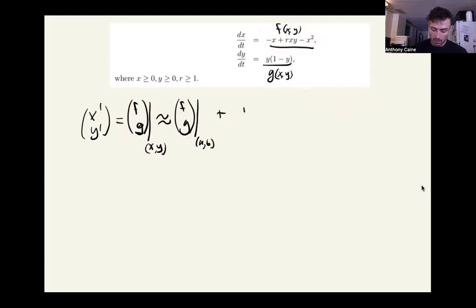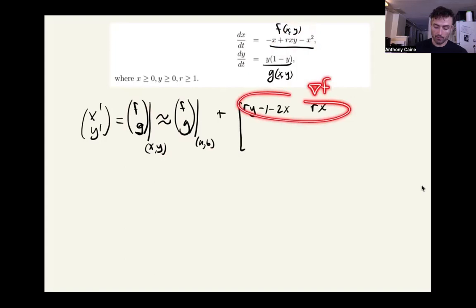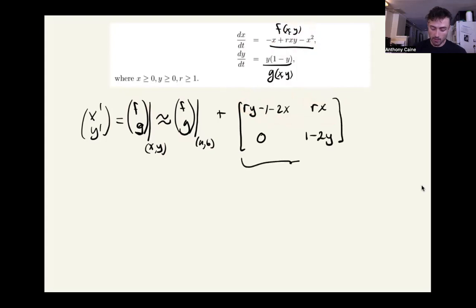So let's take the partial of f with respect to x, and I'm going to rearrange it a bit, so I'm going to write it as r y minus 1 minus 2x. And then I'm supposed to do the partial of f with respect to y, and I get r x. Okay, and so this row here is the gradient of f. So now let's go down to the next row. We're going to do the gradient of g, and there's no x's appearing in g, so the partial with respect to x is 0. Then the partial with respect to y is 1 minus 2y. Okay, and this matrix right here is the Jacobian.